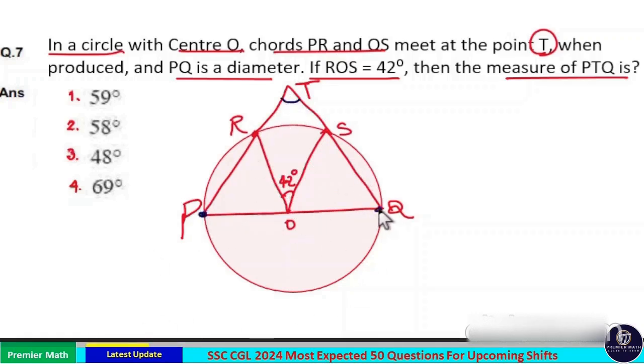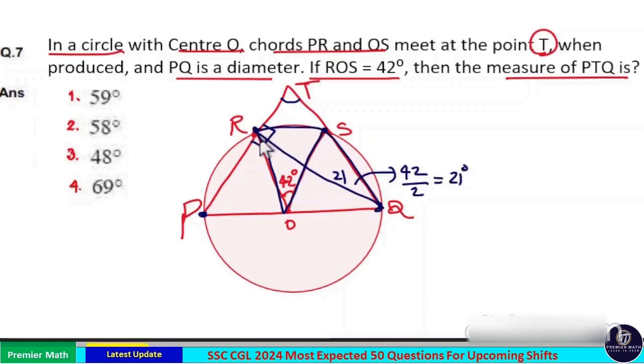Now this is a diameter, and a diameter creates 90 degrees with the circumference. That is 90 degrees at any point on the circumference. So this is also 90 degrees. And here this is arc RS. RS creates 42 degrees at the center. Then the same arc RS can create 42 by 2, 21 degrees at any point on the circumference of the circle. This is 21 degrees, that is 42 by 2.